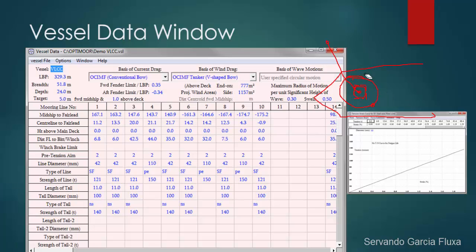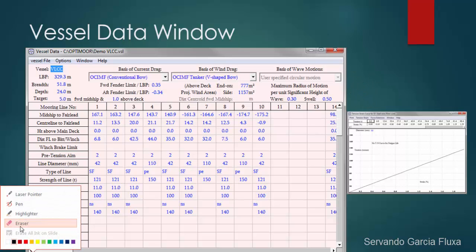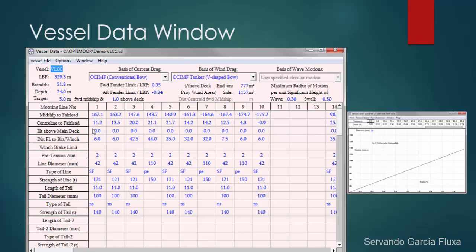Okay, let's clean off this. Fine. Cool. Now, what you have to define in OPTIMOOR are the lines. The lines are identified with numbers, and you have to introduce what is the fairlead or where related with that target that you have defined before. You have to define the height above the main deck and how far is that fairlead to the winch.